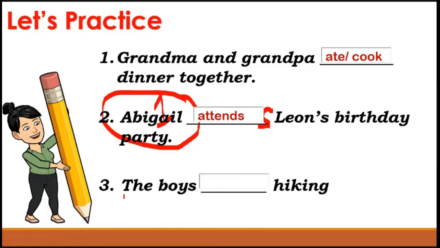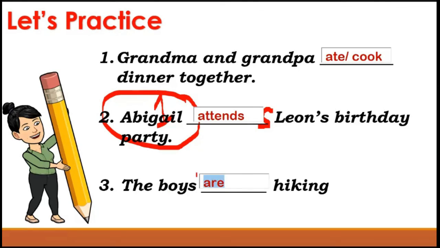Okay. Last one. The boys blank hiking. Anong ilalagay nating verb dito? Went po. Or are. The boys are hiking. Is this correct? Yeah.